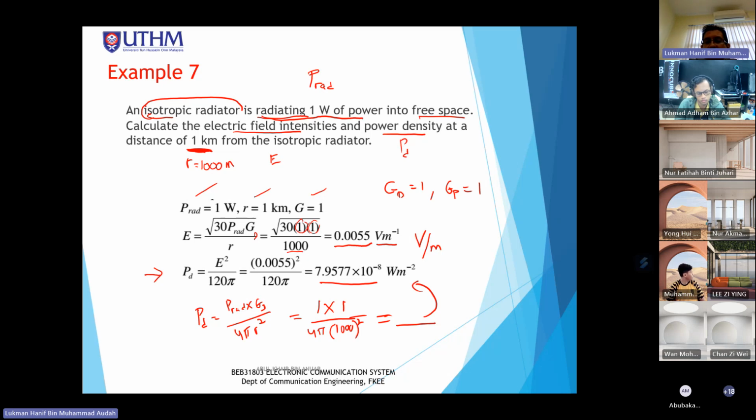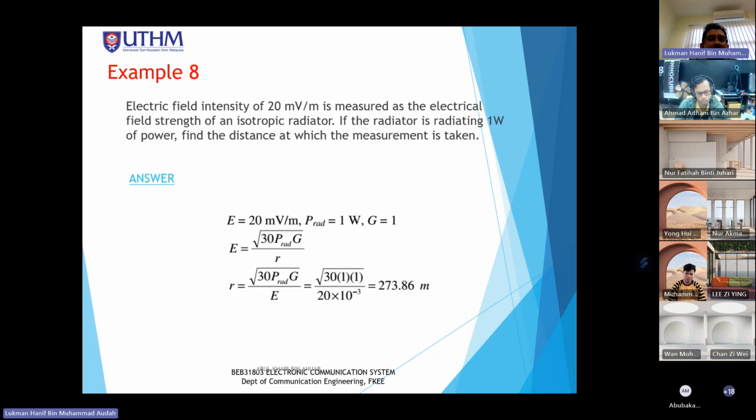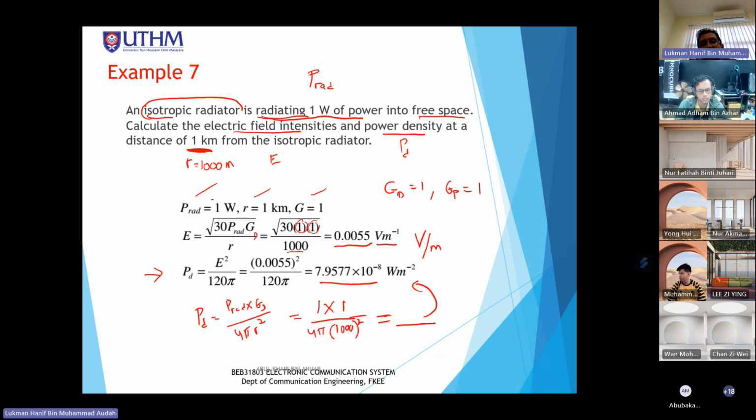If you have a question, you can ask. Otherwise, I will move to the next example, example 8. Class, if you have a question, please ask. If you don't ask a question, I assume that you understand this example.